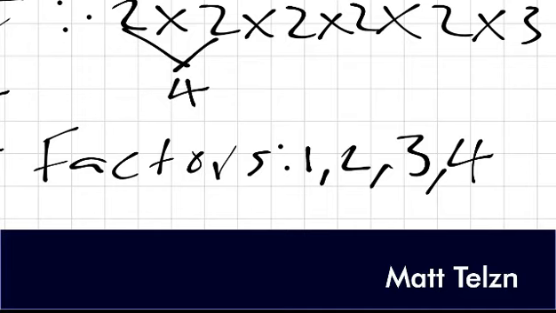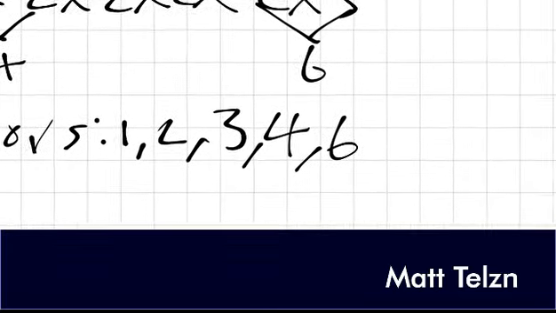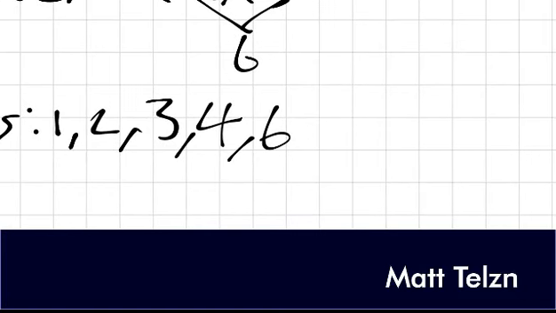What about 5? Is there any combination here that will give you 5 when you multiply? No. So 5 is not a factor. What about 6? Yes, 6 is a factor. Why? Because I can multiply 3 and 2 to give me 6. So 6 is a factor. The next number is 7. Is 7 a factor? No. 7 is not a factor because there is no multiple here that will give you 7. So we skip 7.